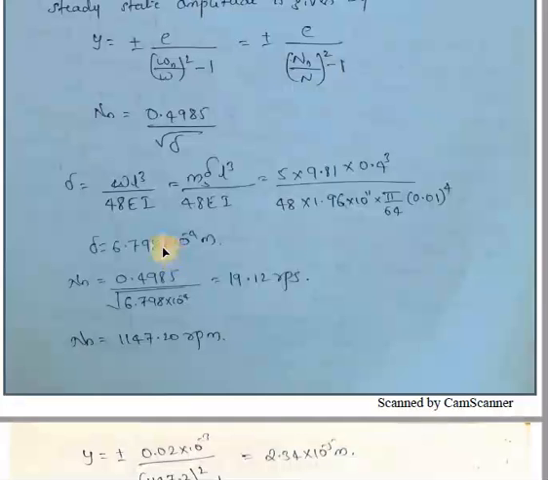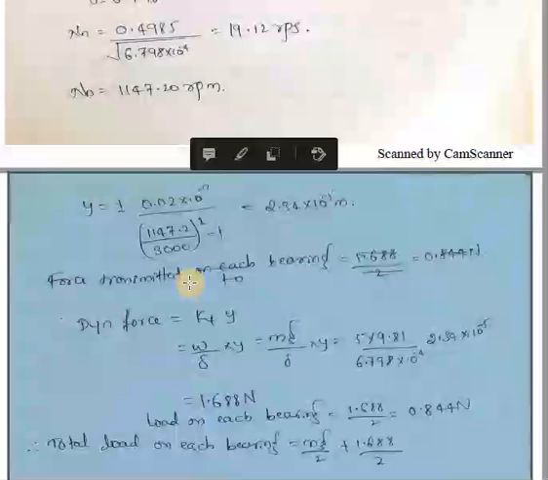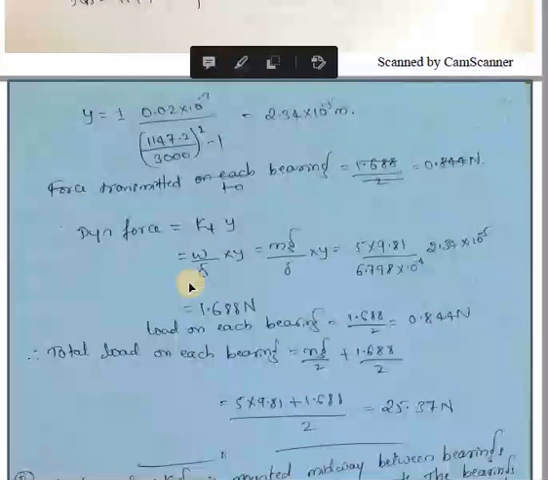So now if you substitute this delta in this equation, you will get the speed as 19.12 RPS. If you convert that into RPM, you will get it as 1147.20 RPM. Now you can make use of this y equation to calculate the deflection. So here Nn is known, n is given, E is given, so substitute all these values, you will get y as 2.34 into 10 raised to minus 5 meter.